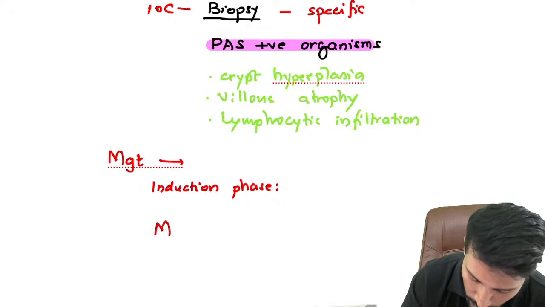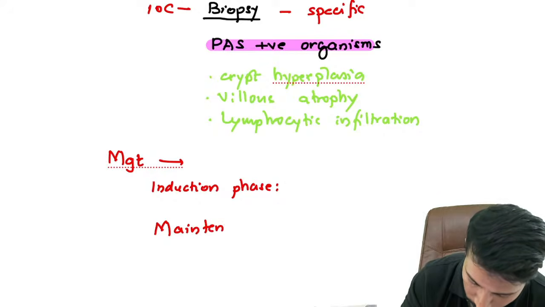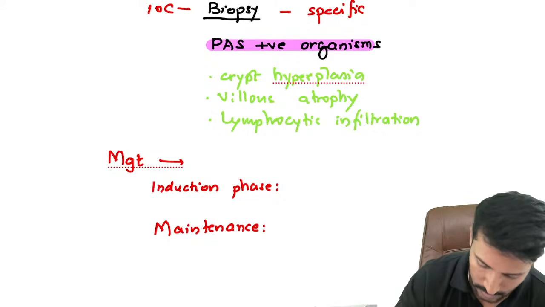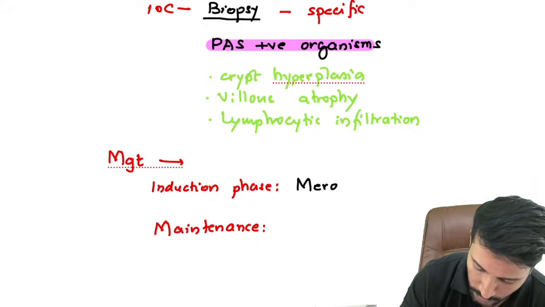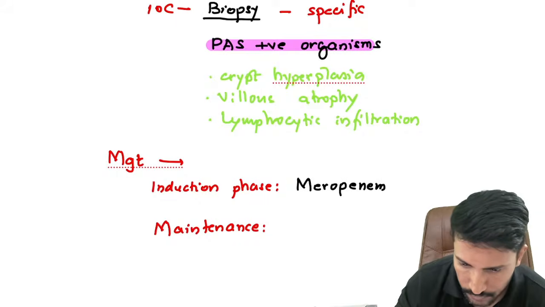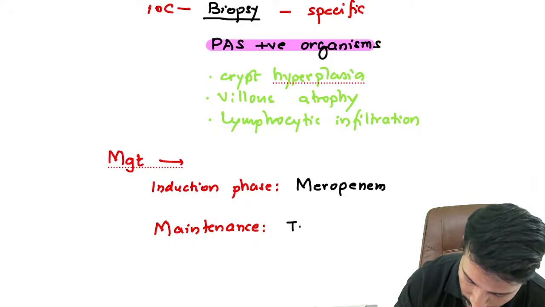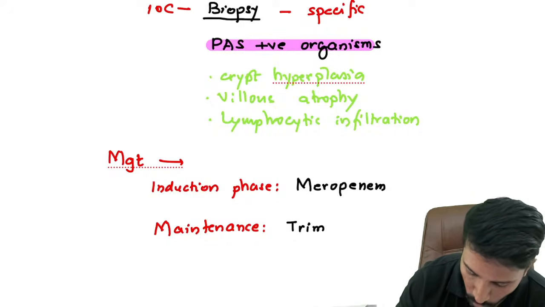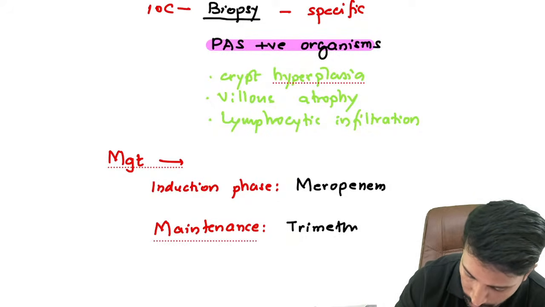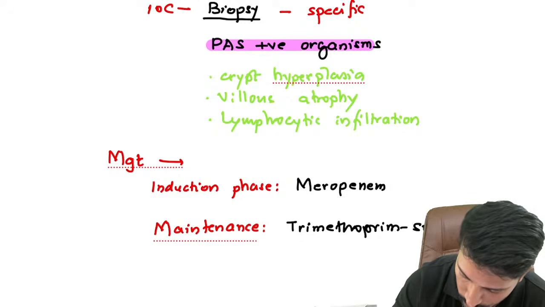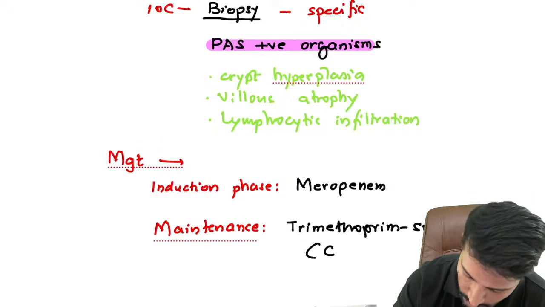So induction will be with a drug which is going to be meropenem. Ceftriaxone can also be used, but meropenem would be the better drug. So we will write meropenem only for the theory exam. And for maintenance, we can use trimethoprim-sulfamethoxazole, or what you call co-trimoxazole.